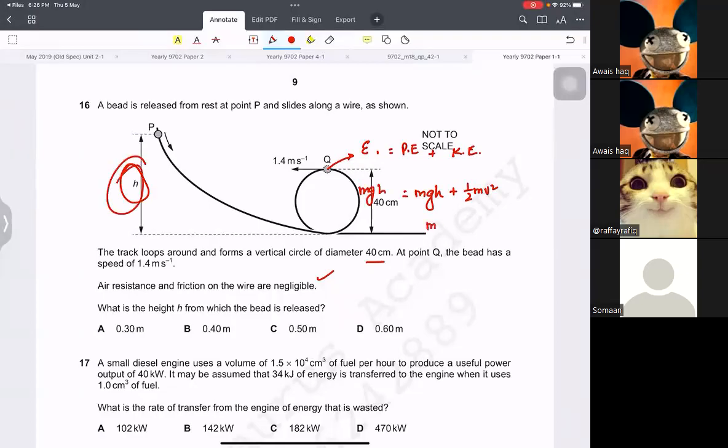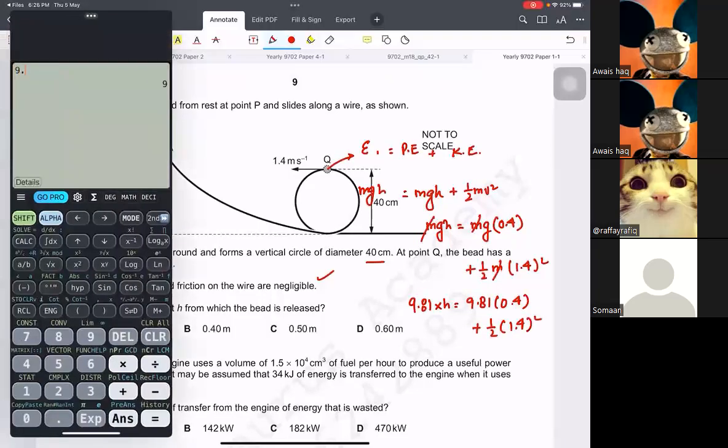So we write now mgh equals mg times 0.4 meters plus half times 1.4 whole squared. So mass cancels. So 9.81 times h equals 9.81 times 0.4 plus half times 1.4 whole squared. Let's try it now.